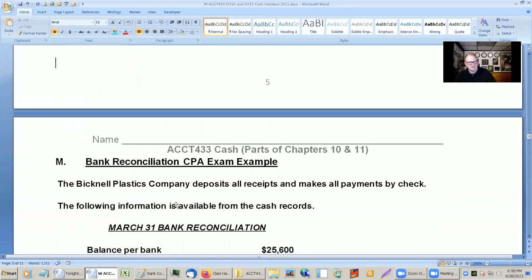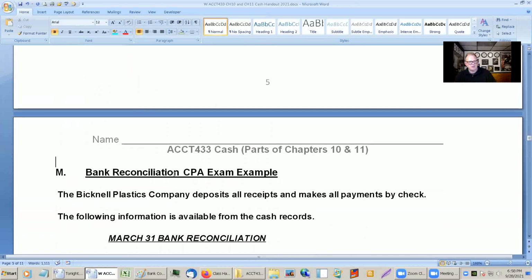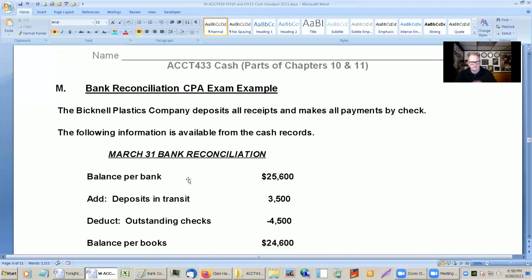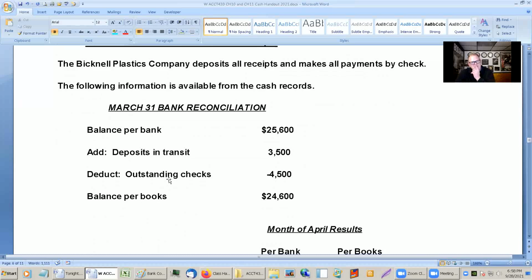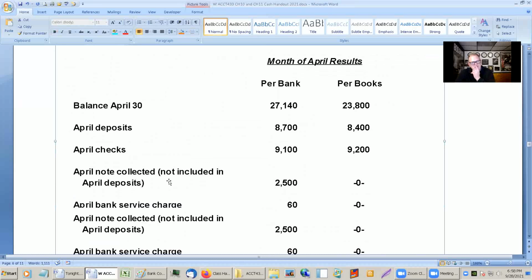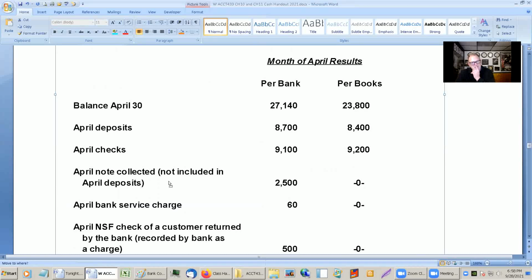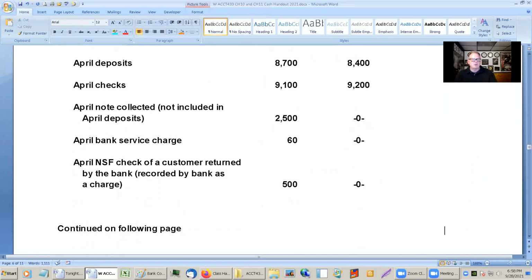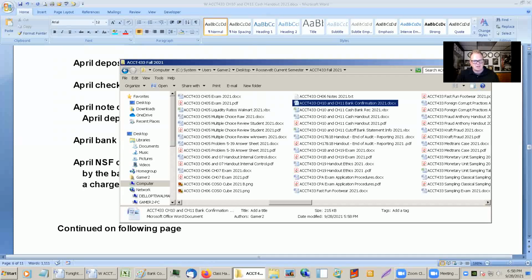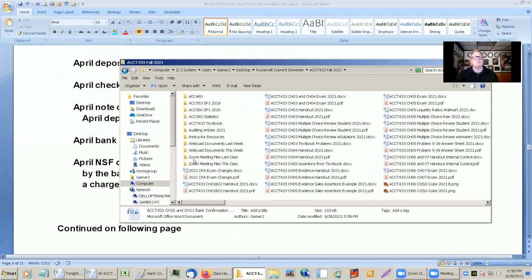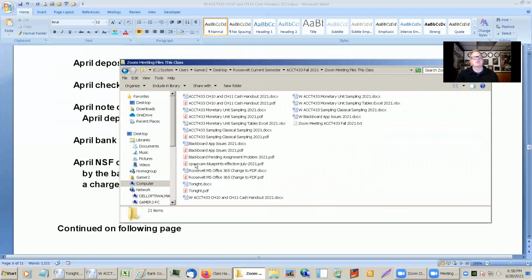Because the bank reconciliation, like on the CPA exam, these are tough. I think I'm gonna do these. No, I won't. I tell you what, we come back, we'll mix it up. We'll go with the thing we started last week on the monetary unit sampling.